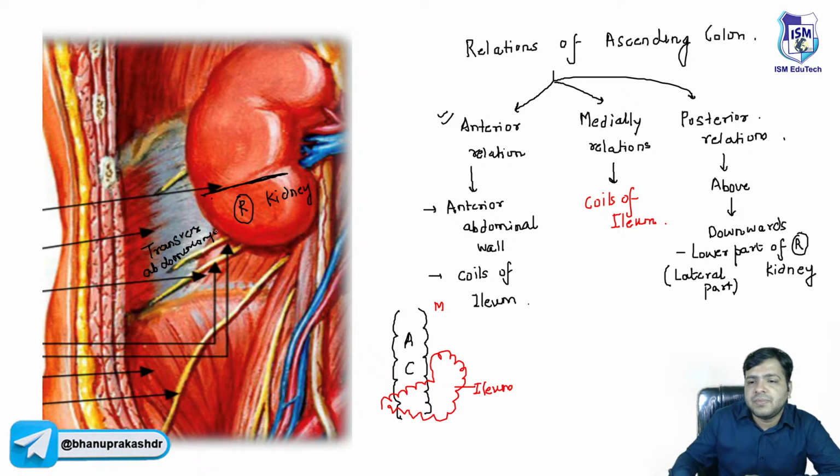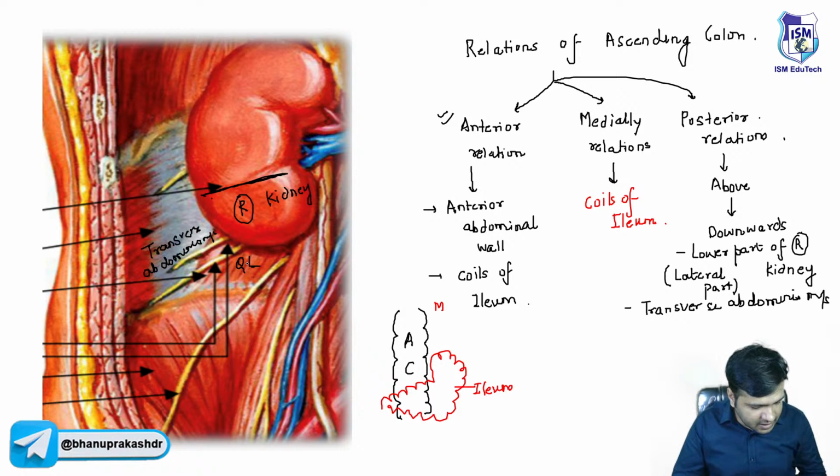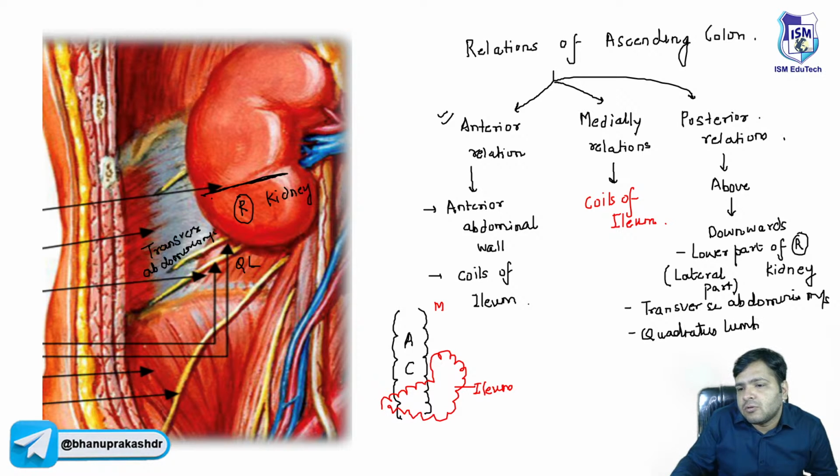Transverse abdominis muscle. Posterior relations are just behind the transverse abdominis muscle. Then we have the quadratus lumborum muscle. If you can see QL, it is the quadratus lumborum muscle. Now we have two nerves passing over the quadratus lumborum muscle.